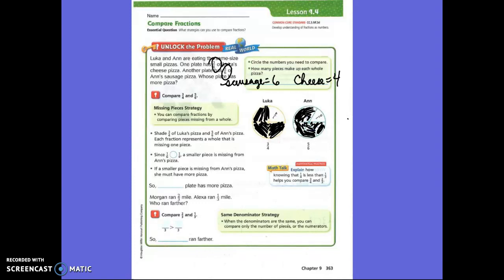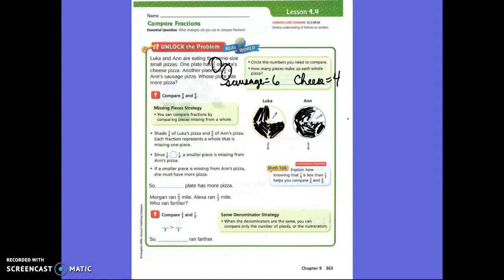All right. Now you can see, boys and girls, they both have one piece left over, don't they? Yeah, they both only have one piece left over. But look at the pieces. They're different sizes. Luca's leftover piece is bigger, and Anne's leftover piece is smaller. Okay?